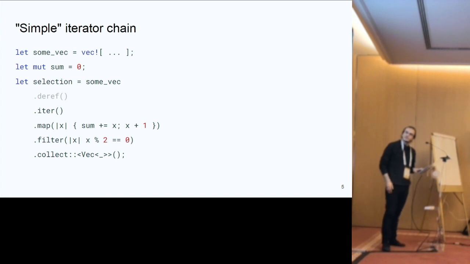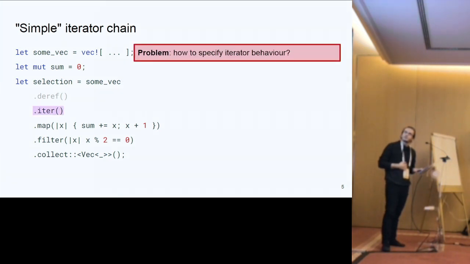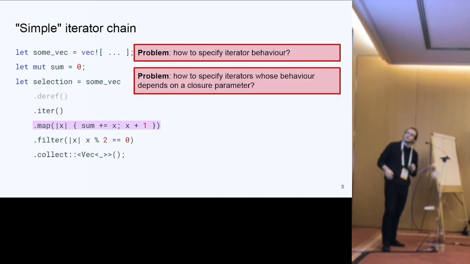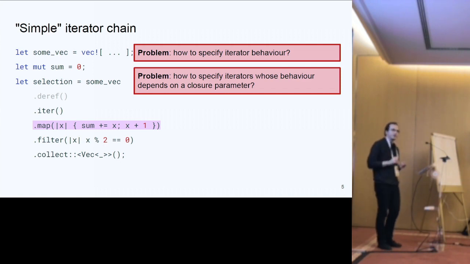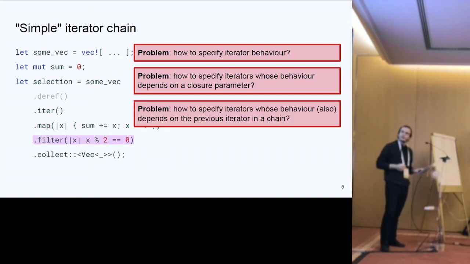But then let's look at what we can do when actually verifying this code and what some of the challenges might be. The first very general one is how to even specify iterator behavior at all. And then as sub-problems, I'll focus on how to specify iterators which are parametric in a closure, and also ones which are parametric in a previous iterator in a chain.